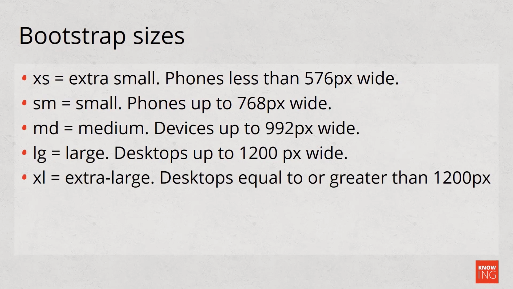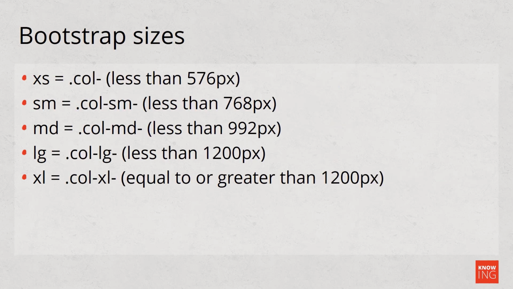So .col is extra small, phones less than 576 pixels wide. Small is for phones between 576 and 768. Medium is 768 to 992 pixels wide. Large is between 992 and 1200 pixels, and extra large is greater than 1200 pixels.